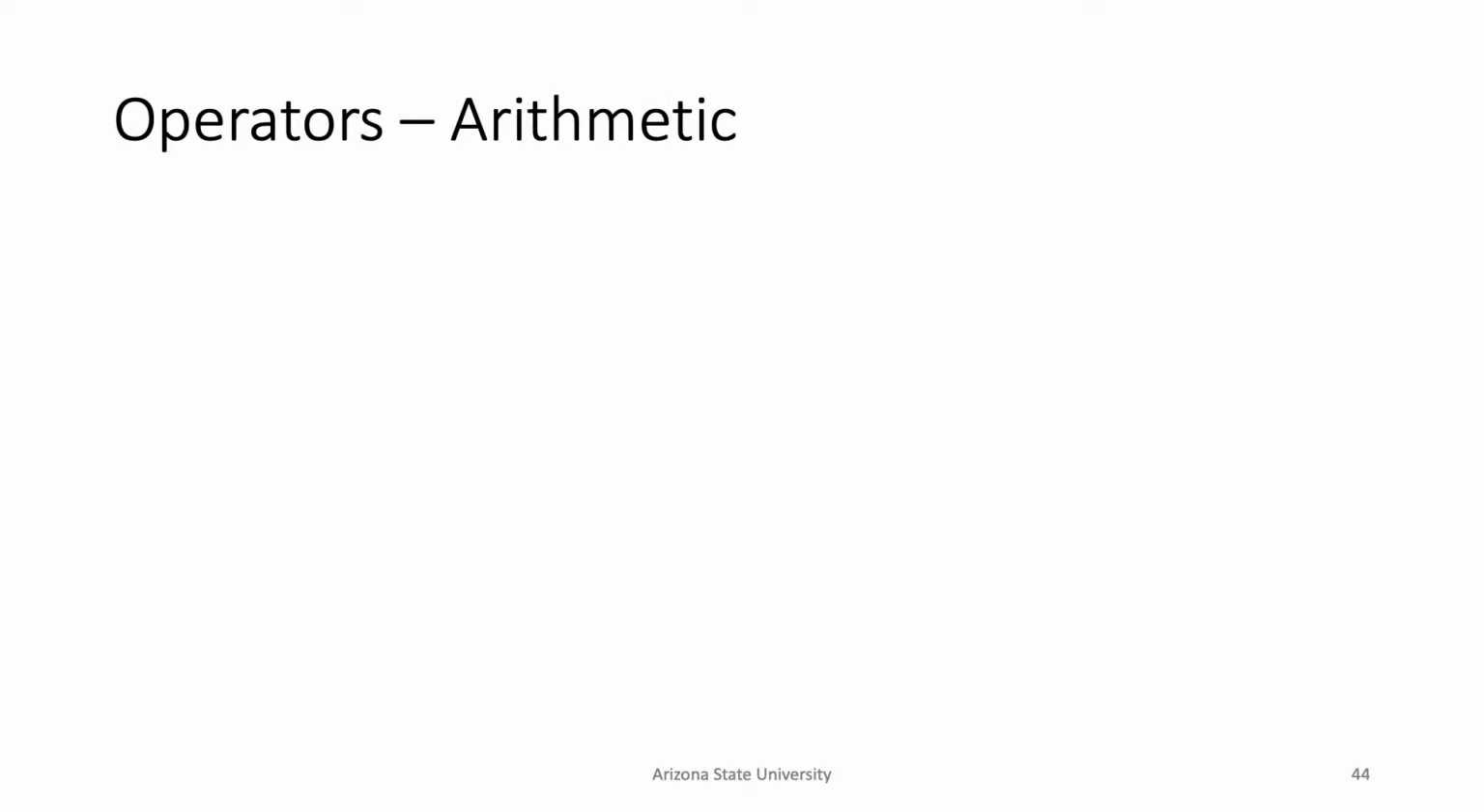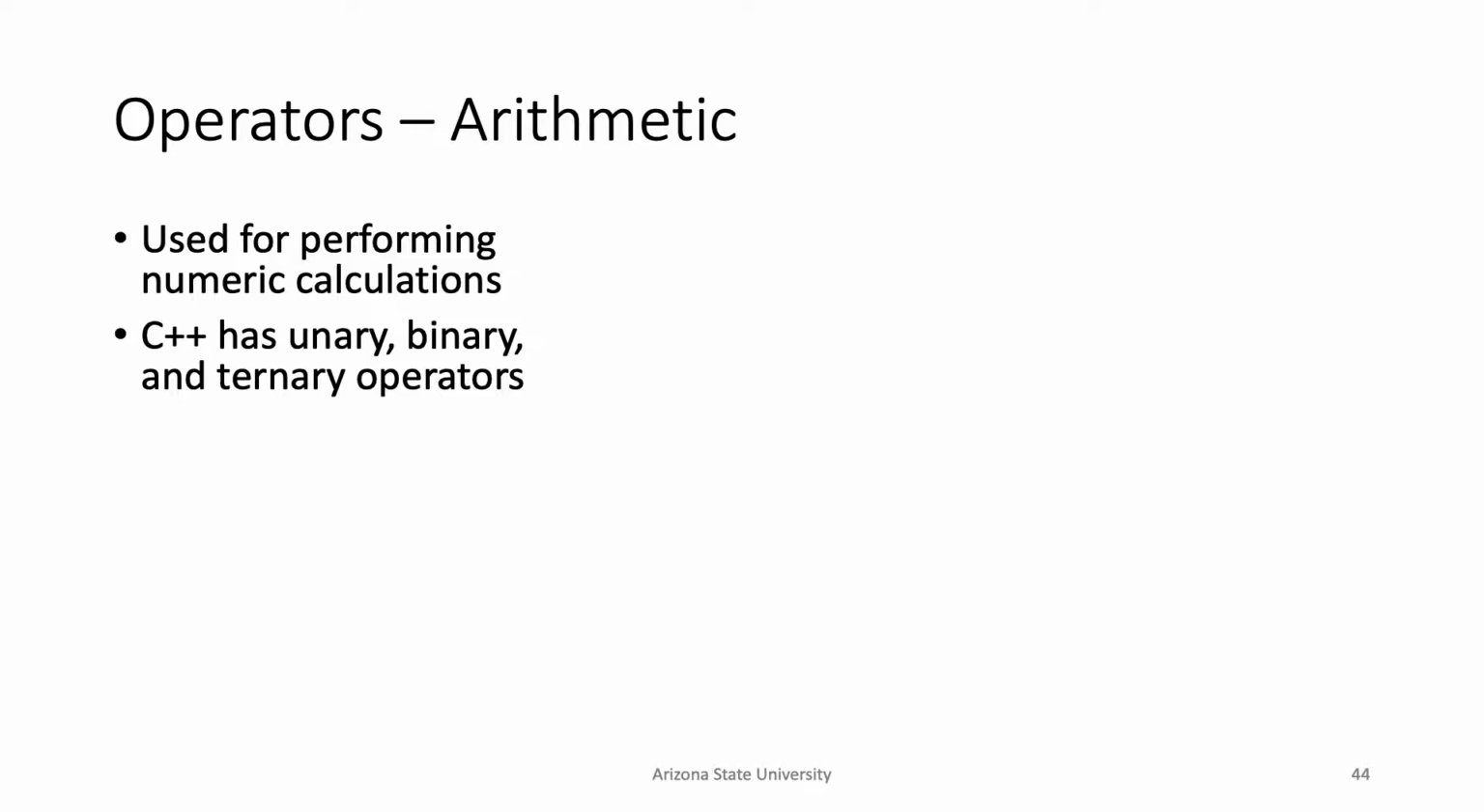Okay, so just a brief rundown of operators, arithmetic ones, namely. If you want to do some calculations of some kind, you use arithmetic. What happens here in C++ is it has 3 different types of operators in the general sense. It has what are called unary operators, binary, and ternary operators. So what are those? Unary means that there's a single operand. This operator works on one thing and one thing only.